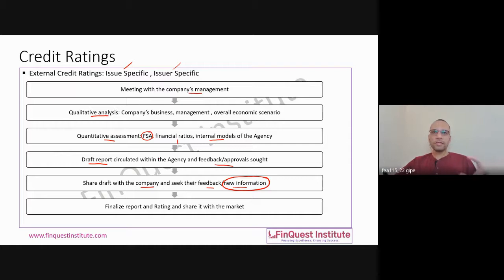So those factual mistakes are pointed out and they're fixed. But otherwise, inputs from management on what should be the rating, that is not acceptable. That won't be taken as an input. Once the draft is finalized, then a final report gets created, and that final report will be shared by the rating agency to the company, as well as it can be issued to the broader market as well, so that the market knows that this is the new rating.